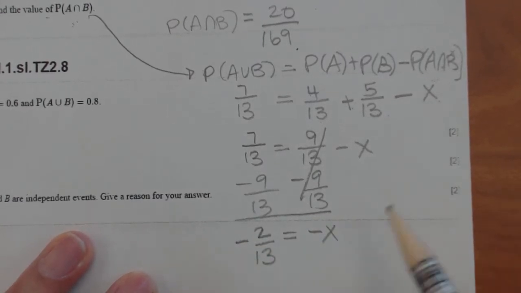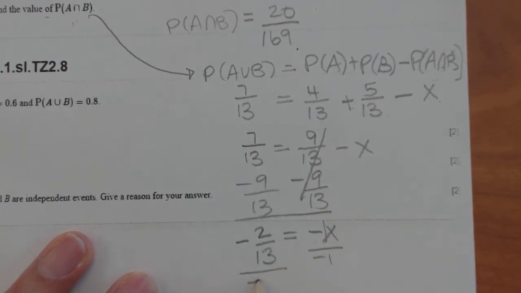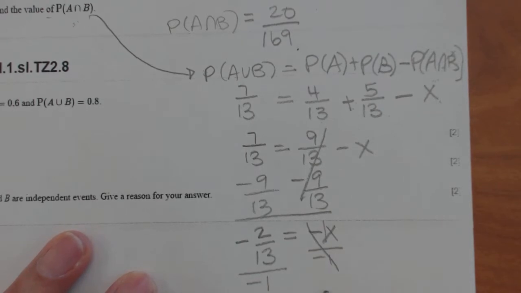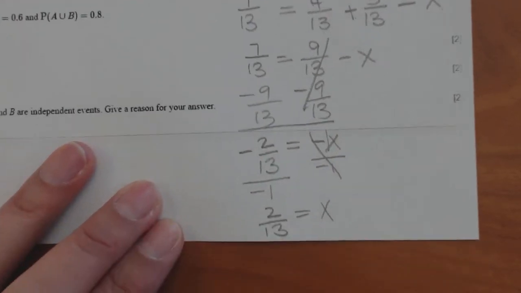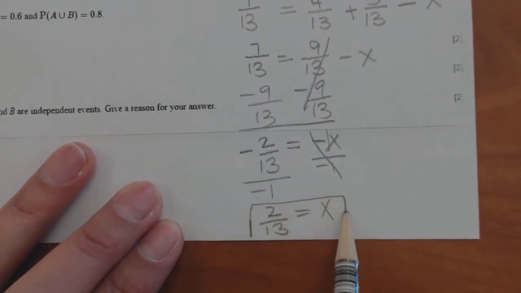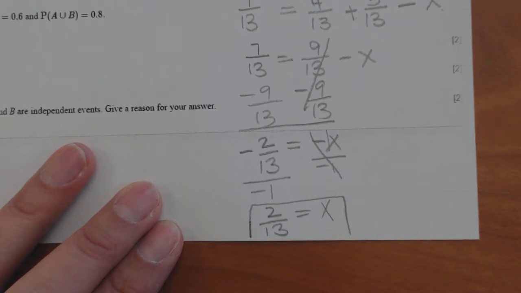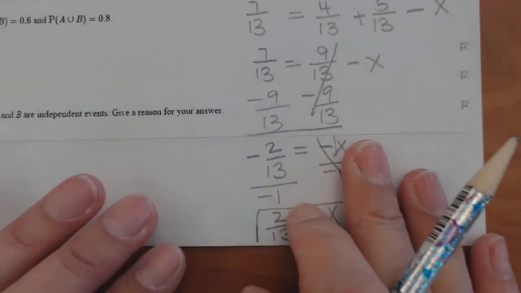Now, don't panic because this is a negative x, which really means negative 1. And in order to get rid of that negative 1, we divide. So x is just going to change this to positive 2 over 13. And that's the answer, 2 out of 13. So finding the probability of A and B is going to be 2 out of 13.